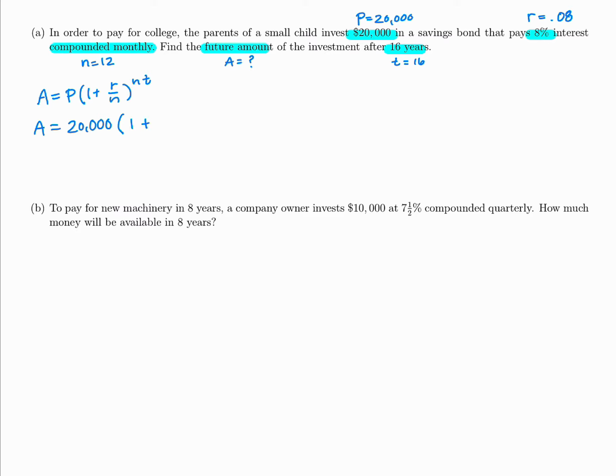1 is always a 1 plus R, so 0.08 over N, which is 12, to the N times T power, so 12 times 16. And now the easiest thing to do here, if you have a TI-84 calculator, is to use the fraction notation and try to type it in exactly as you see it. Instead of doing a lot of little pieces at once and rounding as you go, your answer is more accurate if you type it in all at once.